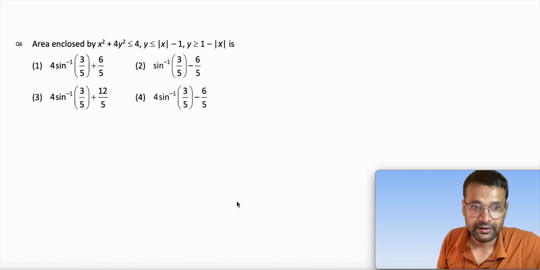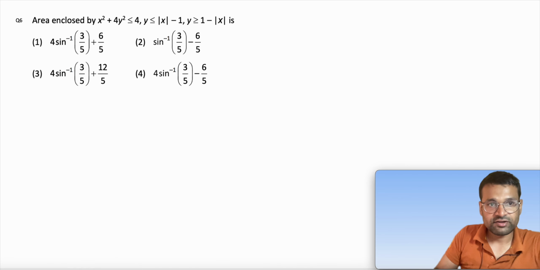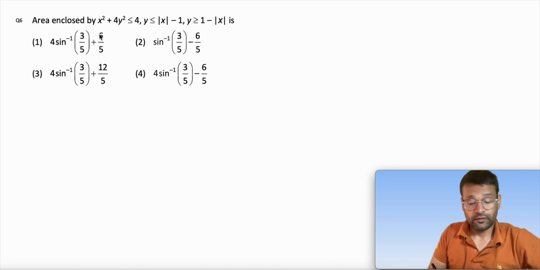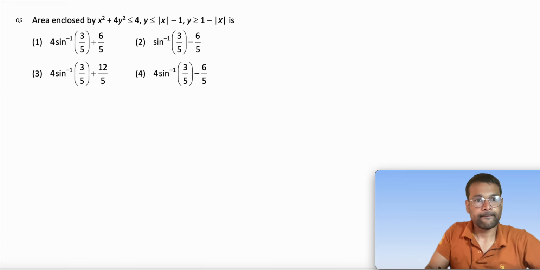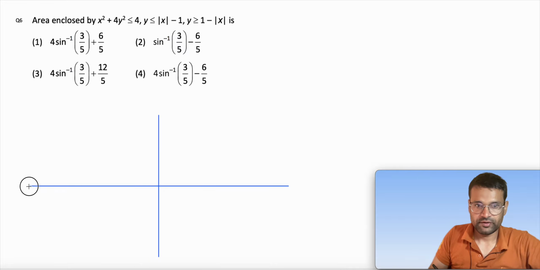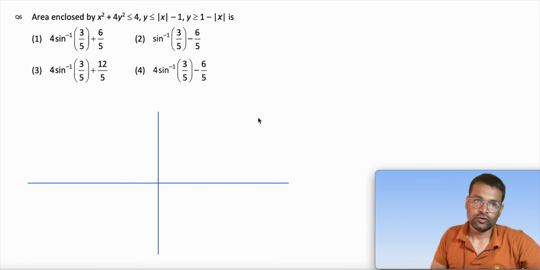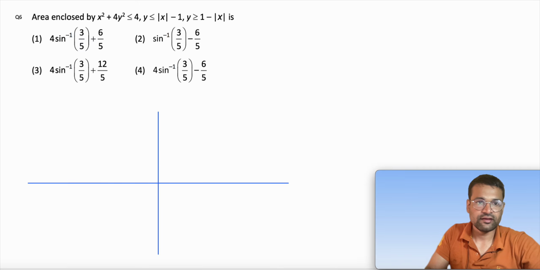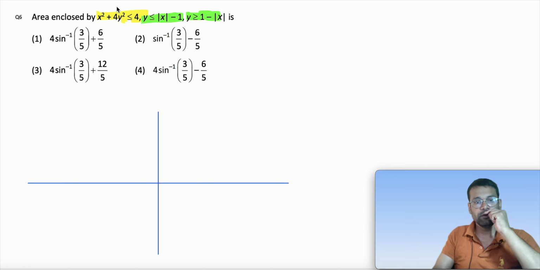Next question is from the area, and for solving this question we must draw a figure. What type of figure do I draw here? We do these questions here: area enclosed by this one, and this one, and this one. Okay, now we draw all of them. How do we draw all of them?